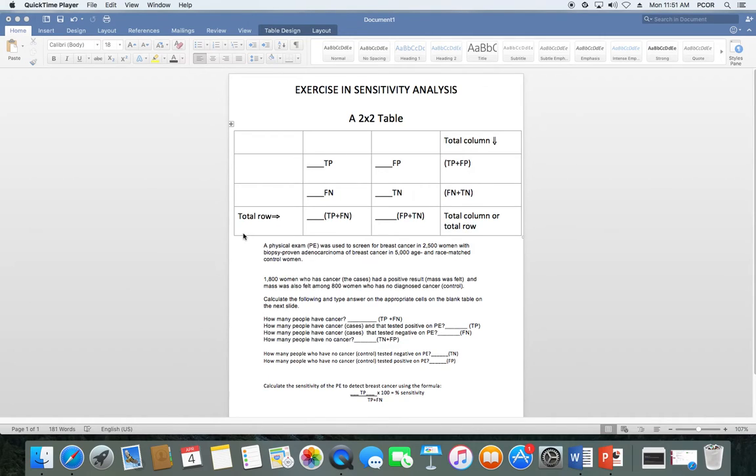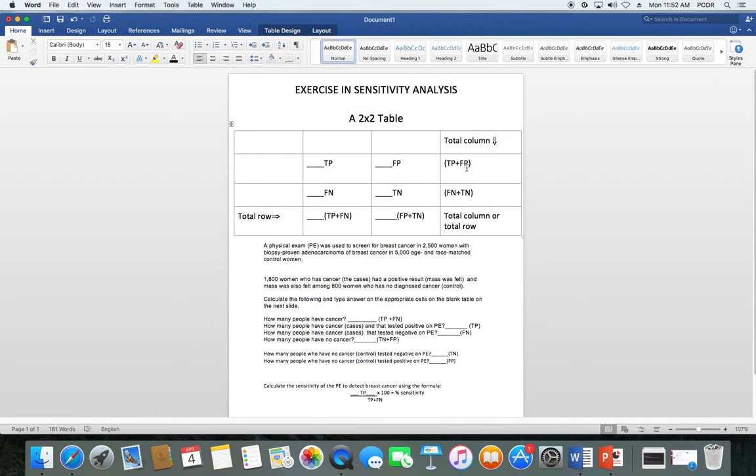Hello and welcome to the end of lesson exercise, how to calculate for sensitivity. Before we can answer these 4 questions here, one has to be familiar with a simple 2 by 2 table. It's called 2 by 2 because the main thing is these 4 cells in the middle here. The true positive, false negative, false positive, and true negative is the main basis for a 2 by 2 table.